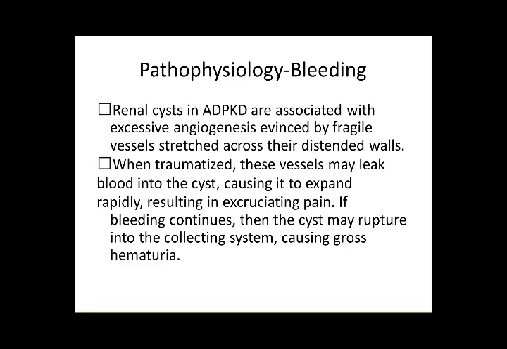So, in summary, when the cyst is filled with a high level of fluid, this causes renal ischemia, and ischemia leads to increased angiogenesis in the cyst, which causes engorged blood vessels and a high blood flow to the cyst. If it's traumatic, it leads to blood in the cyst and severe pain in the kidneys, and if the cysts rupture into the collecting system, it causes gross hematuria. The patient presents with blood in the urine.